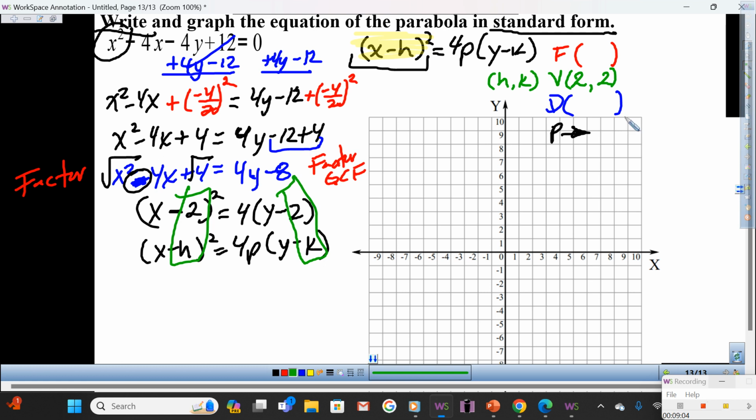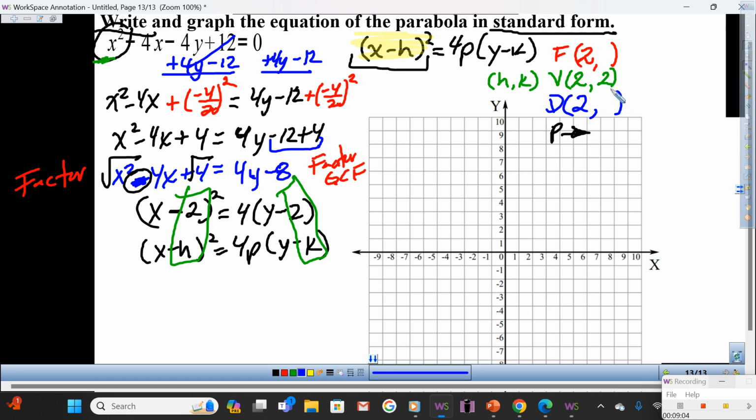Next, look up to the screen. Which one has the square? Which variable? The x. And what do we know about the x? Whenever the x is the squared, what do we know about all the points? That the x is the same. So for the focus, we write 2 there. And for the directrix, we write 2 there. Are we there so far?